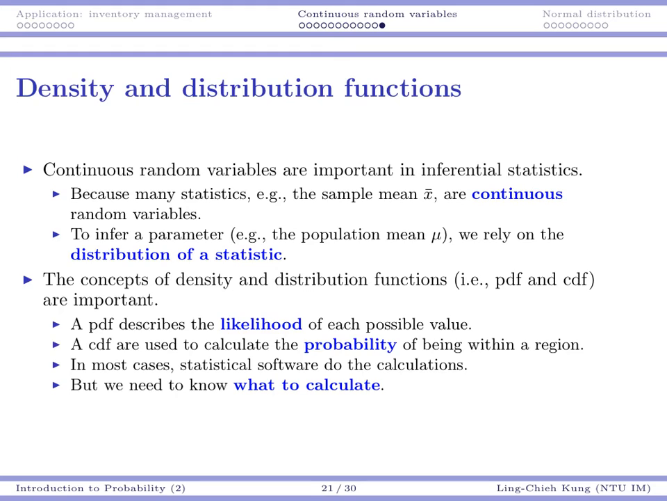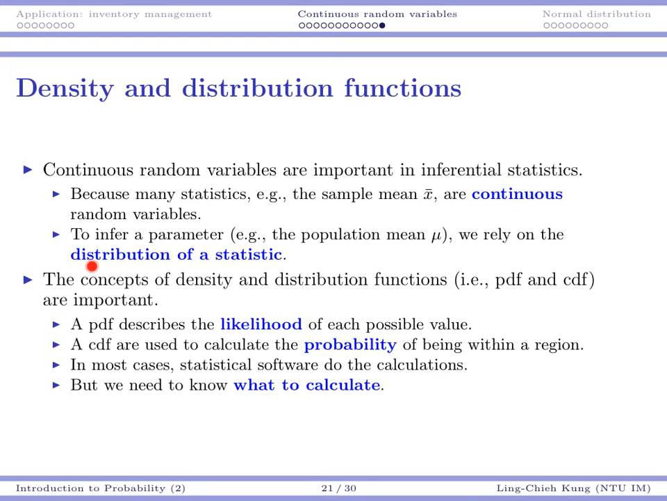So, a very quick review and summary. Continuous random variables are important in inferential statistics, right? Because many quantities that we calculate from the random sample would be continuous random variables, just like the example x bar we mentioned. So because of that, we need to have a way to describe and measure continuous random variables.